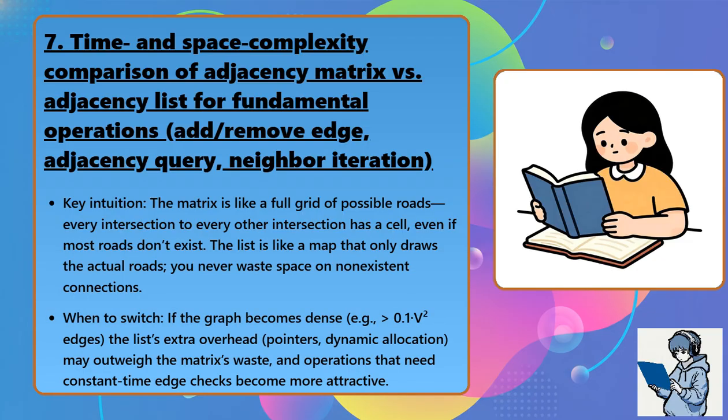When to switch: if the graph becomes dense, for example greater than 0.1 times V squared edges, the list's extra overhead, pointers and dynamic allocation, may outweigh the matrix's waste, and operations that need constant time edge checks become more attractive.